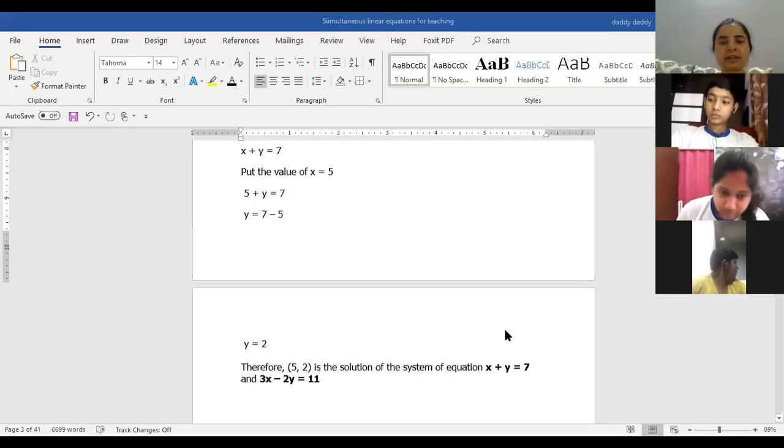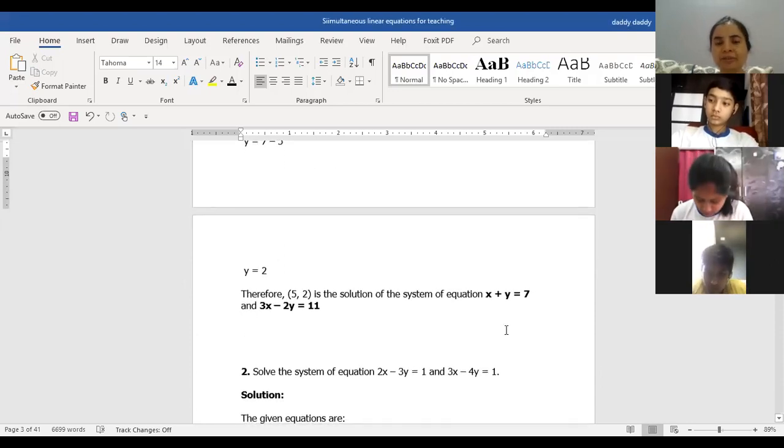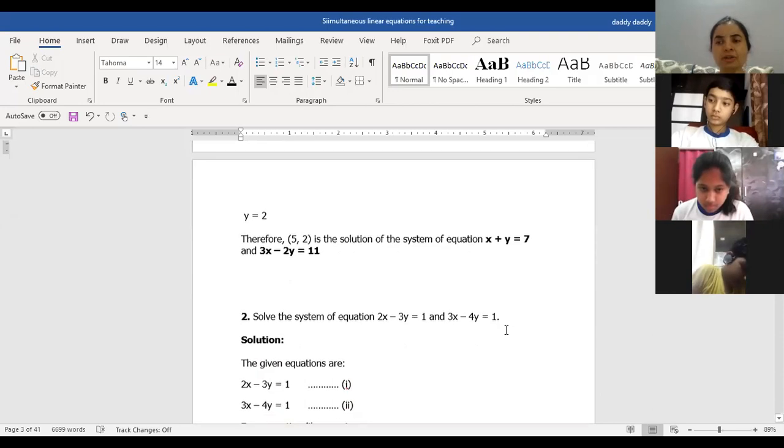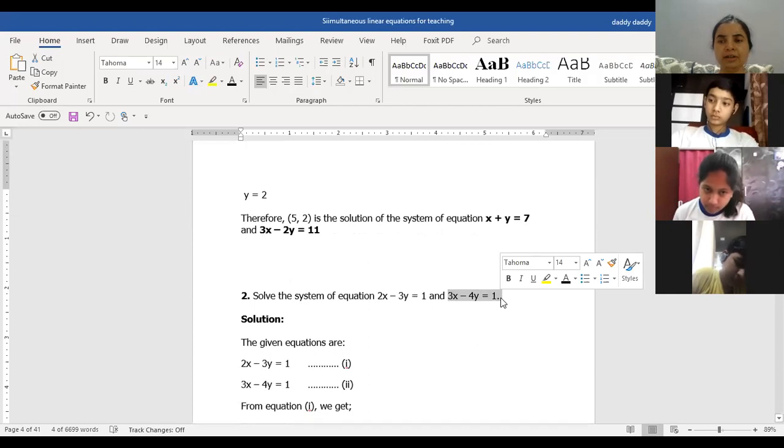Okay, let's take another example. Otherwise, we'll keep doing this one only. Now pay attention and be very, very alert because I'm going to ask you questions. Can you see the second question? Solve the system of equations 2x minus 3y is equal to 1, and the second equation is 3x minus 4y is equal to 1. You can see that, right?